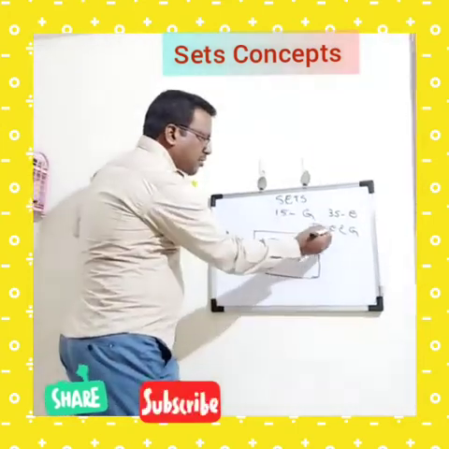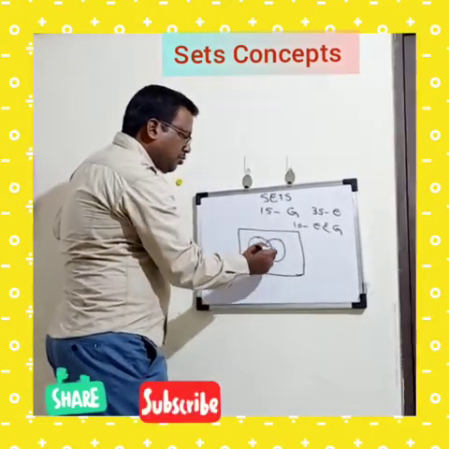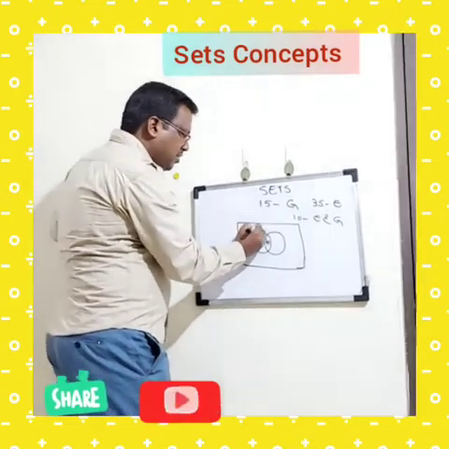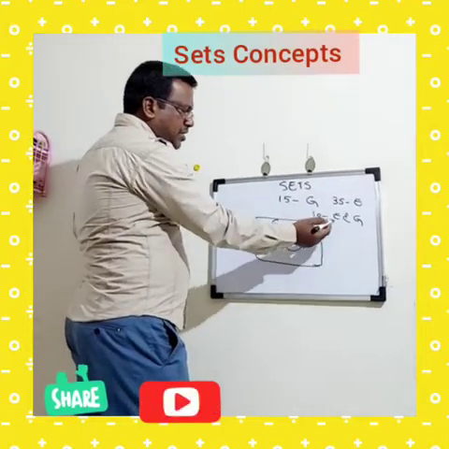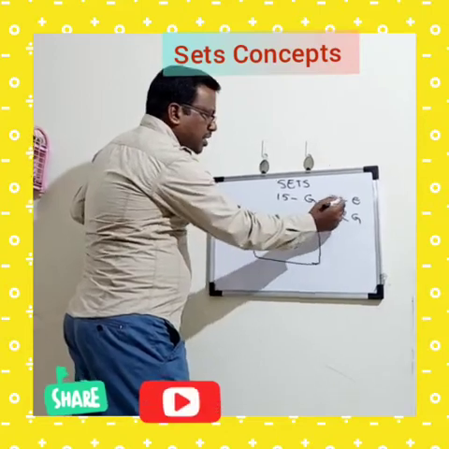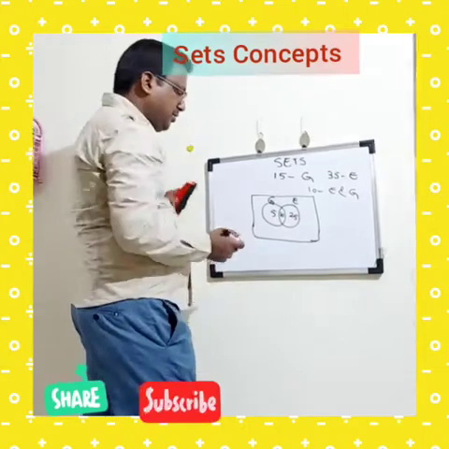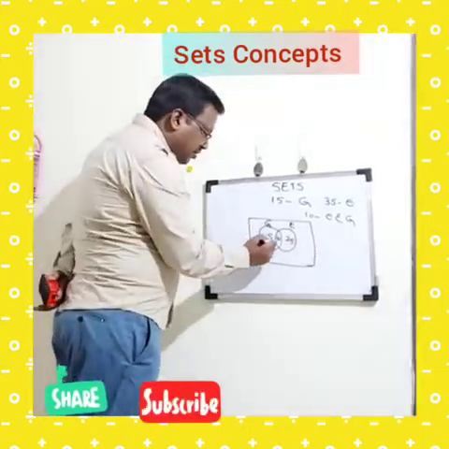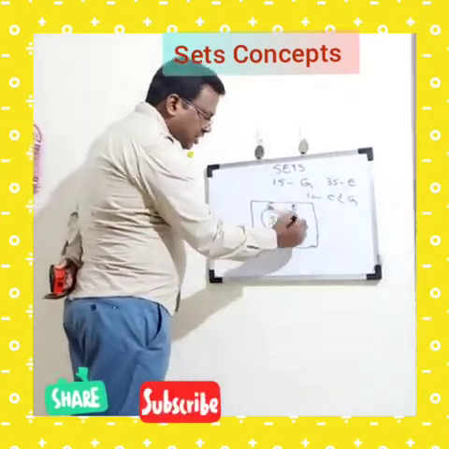So 10 like both English and German languages. Similarly 15 for German and 35 for English sets. But 10 like both, so how many are remaining over here? 5. And 35 minus 10 is 25. So the question is, people who like only German language, that is 5, because this portion is only German. How many like only English? This portion, that is 25.